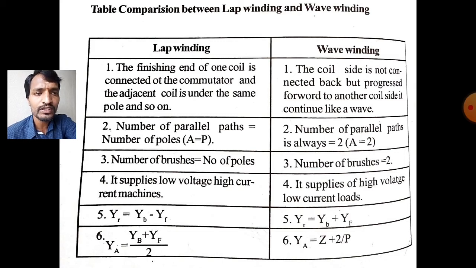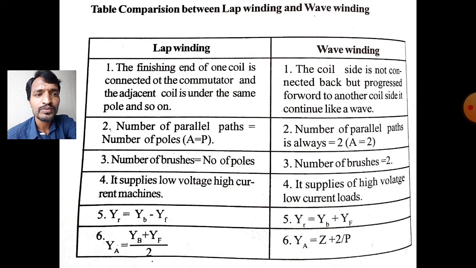In wave winding, the number of brushes is equal to 2, the same as the parallel paths. Whether the number of poles is 6 or 8, whatever it is, the number of brushes and the number of parallel paths will always remain 2.